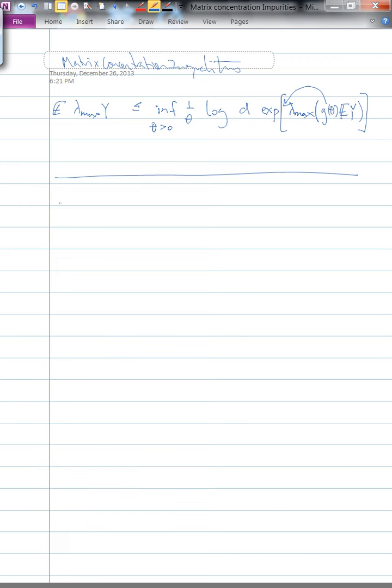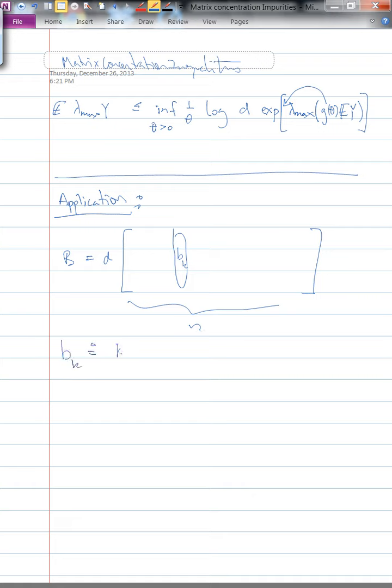So let's now give an application of Matrix Chernoff. Let's suppose we have a matrix that looks like this. It has many columns, and I'll call the kth column bk. So it has d rows and n columns, where n is bigger than d. And let bk be the kth column of B.